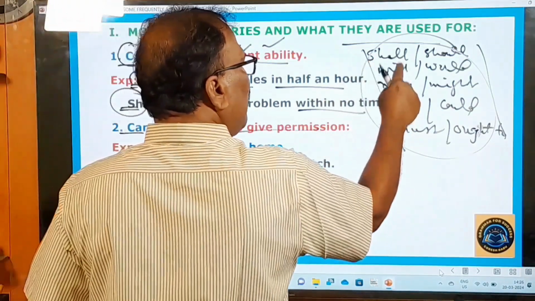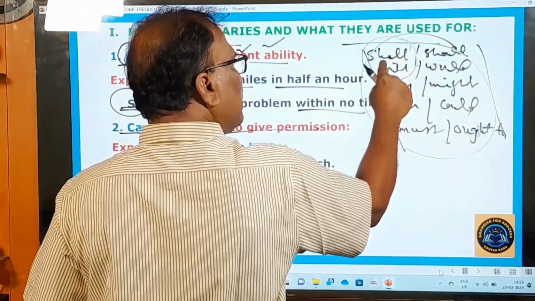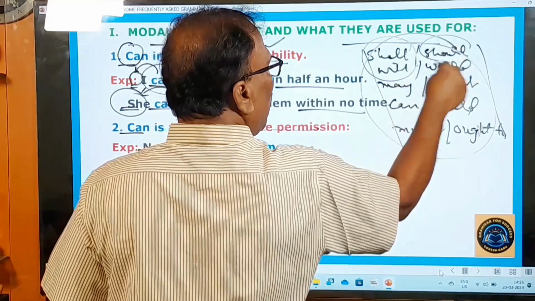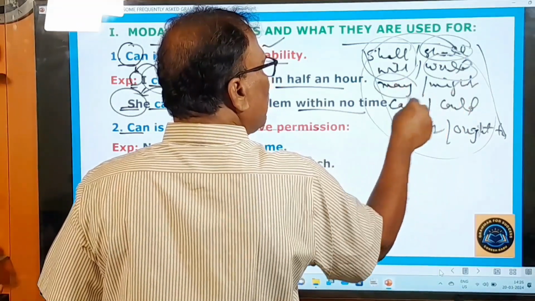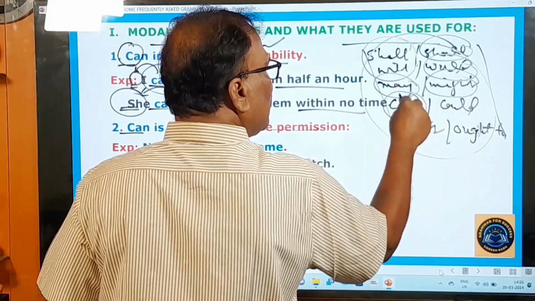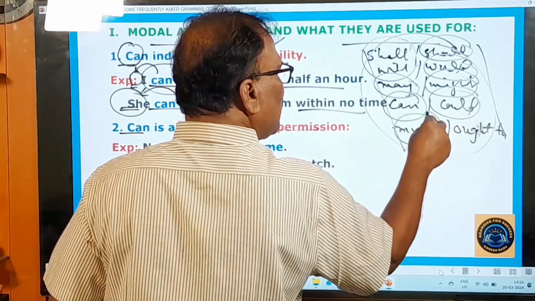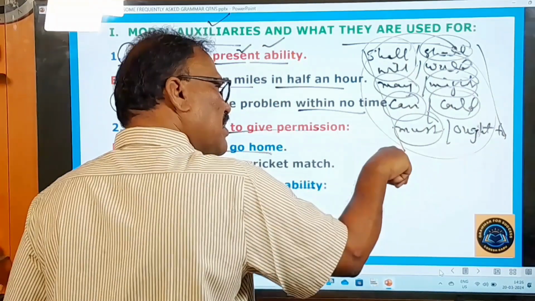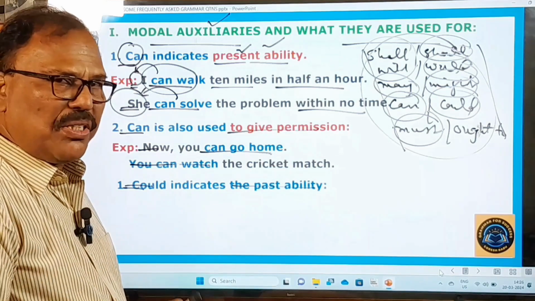Shall, will, they indicate present tense or future tense. Should past tense, would past tense, may present tense, might past tense, can present tense, could past tense, must present tense, must past tense, ought to present tense, ought to past tense. So in this way that is there.